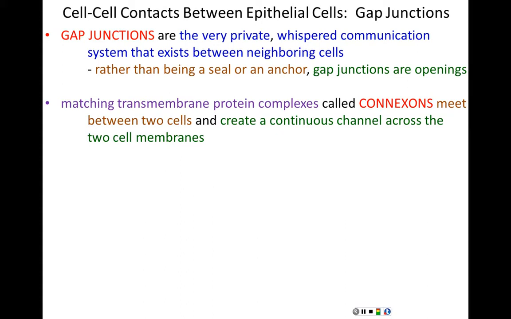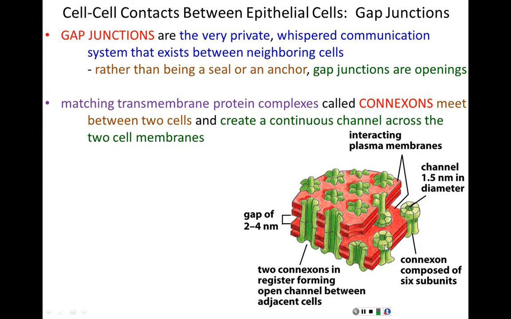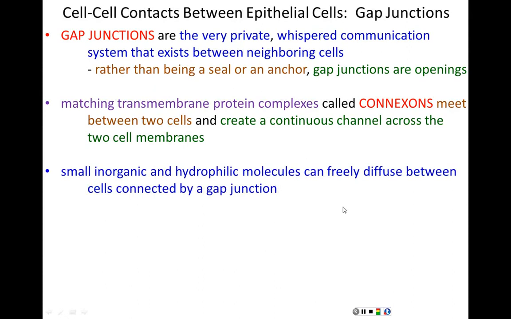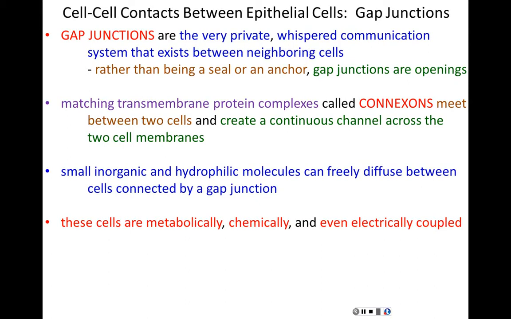And when they do meet and match, they create a continuous open channel across the two cell membranes of the neighboring cells. So this is one connexon here, and this is another connexon here. And when two connexons meet and match, when they line up, you make one open thoroughfare, one continuous channel through both of those cell membranes. These cells are connected. Small inorganic and hydrophilic molecules can now freely diffuse between these cells because these cells are connected by a gap junction. That means these cells that are connected are metabolically connected because they can trade metabolites and molecules. They're chemically connected because they can exchange signals and enzymes. And they're even electrically coupled.